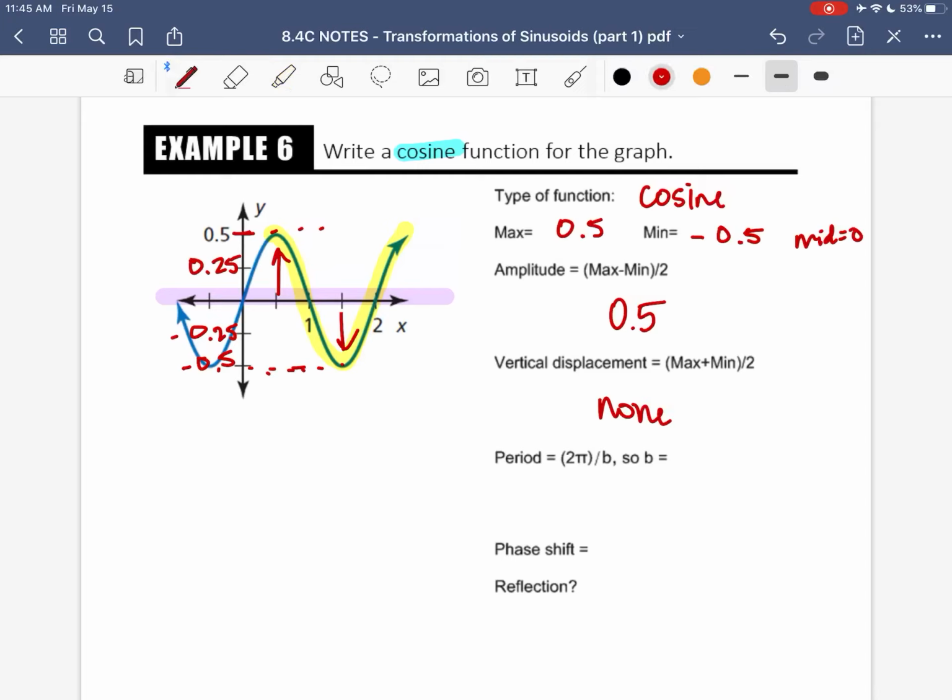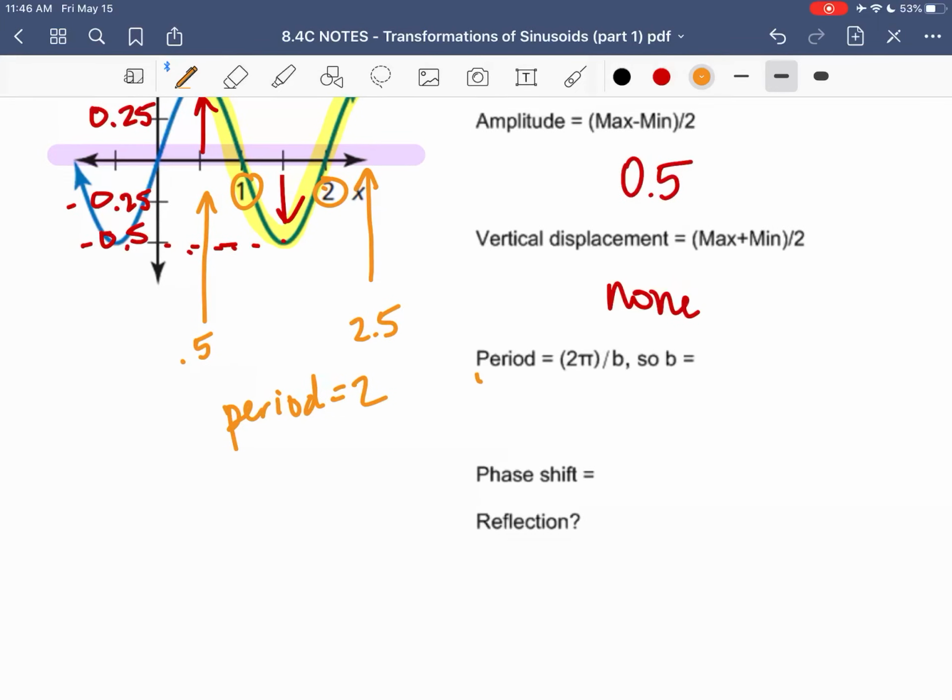Okay, so this cycle, let's see where it starts and ends. So this cycle started right here. Okay, so this is 1, this is 2. So it looks like each tally mark is a half. So it's starting at 0.5, and it's going to end 1 after this 2, so it's ending at 2.5. So that means my period is from 0.5 to 2.5. My period is 2.